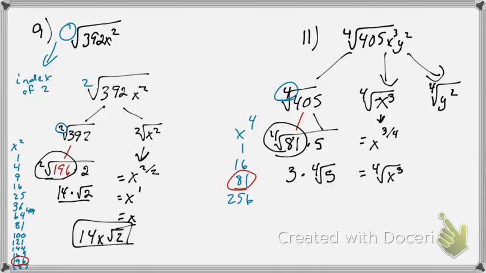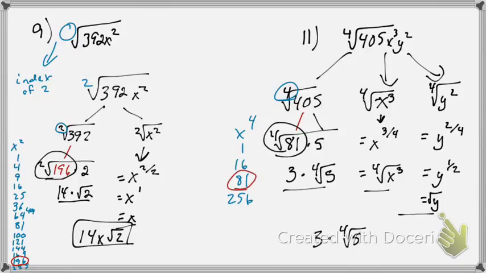With the fourth root of y squared, when we change that to a fraction, we have y to the 2/4 power. 2 over 4 does reduce, and that reduces to y to the 1/2, which would otherwise just be the square root of y. So when we put all three parts together, we end up with 3 times the fourth root of 5x cubed, and then times the square root of y.